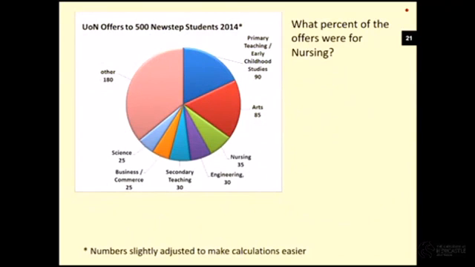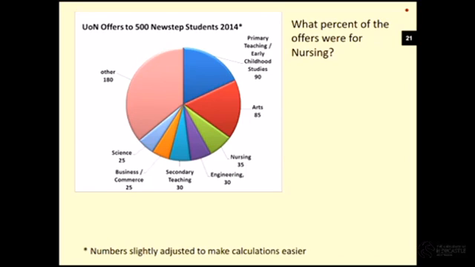Here's a pie chart of nearly totally accurate numbers. I adjusted them a slight bit just to make it easier to calculate. What percentage of the offers? This is for 2014, and we had, well, 90 offers for primary teaching and early childhood, 85 for arts, 35 offers for nursing, and all of that. Other, that's pretty normal now. We used to have 30% going to primary schools, 30% going to nursing, but now our other category, we're doing all sorts of stuff. But it's not what we're here for.